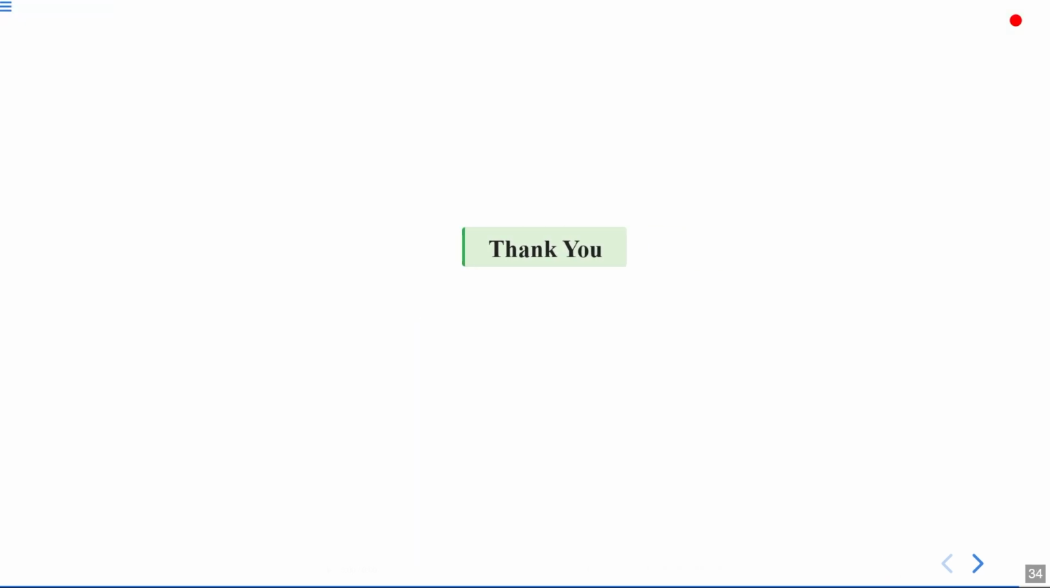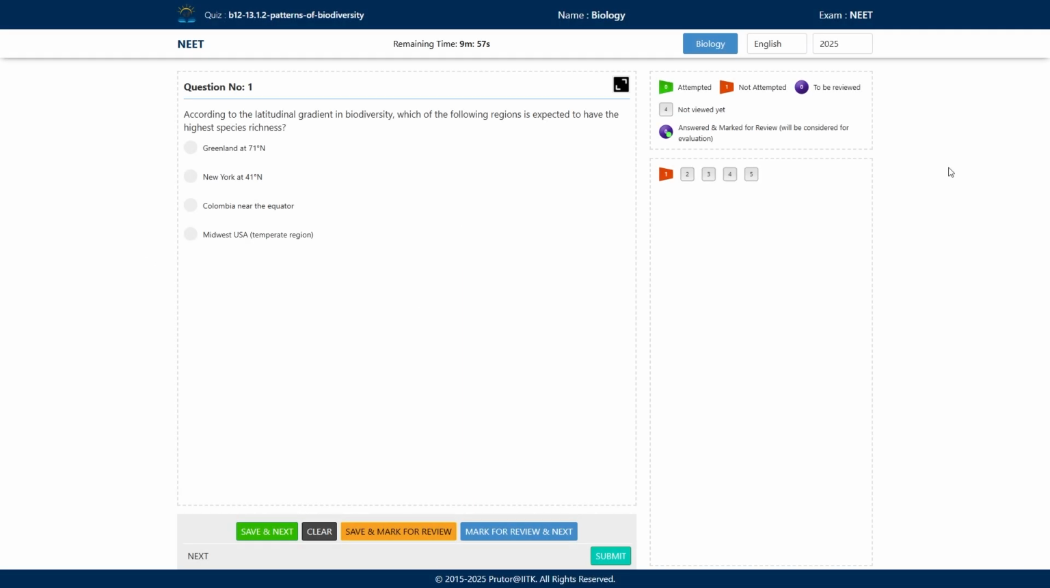Okay. So with this, we have completed the theory. Now let's discuss the DPP for this chapter. First question is, according to latitudinal gradient in biodiversity, which of the following regions is expected to have the highest species richness? Options are Greenland at 71° north, New York at 41° north, Colombia near the equator, and last one is Midwest USA, which is the temperate region.